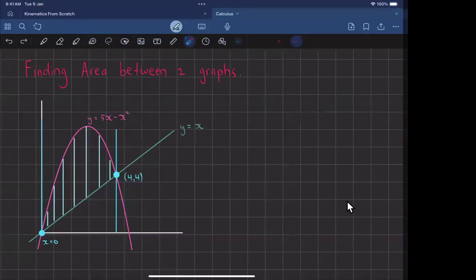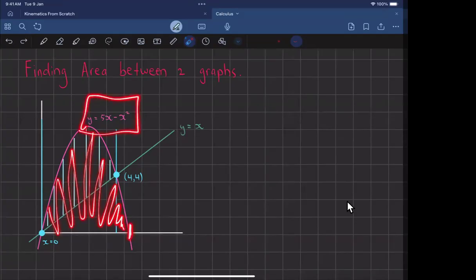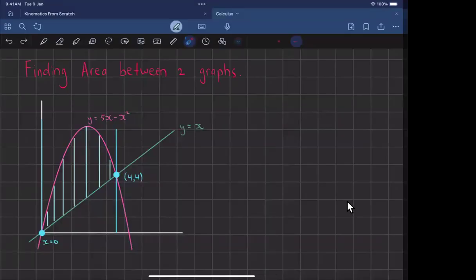Right. And we don't want to figure out the full area. We know how to do that. If I wanted to figure out the full area, I just need this interval here, and I integrate 5x minus x squared. But I don't want to do that. I want to figure out this.